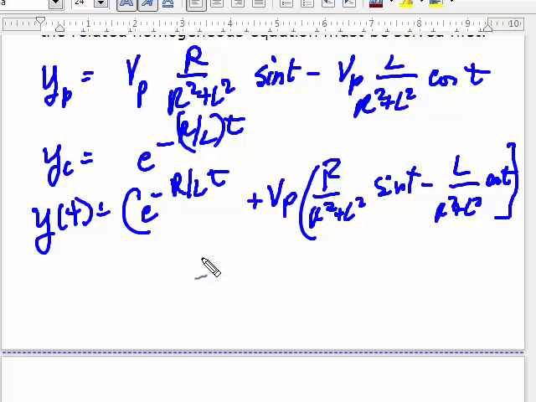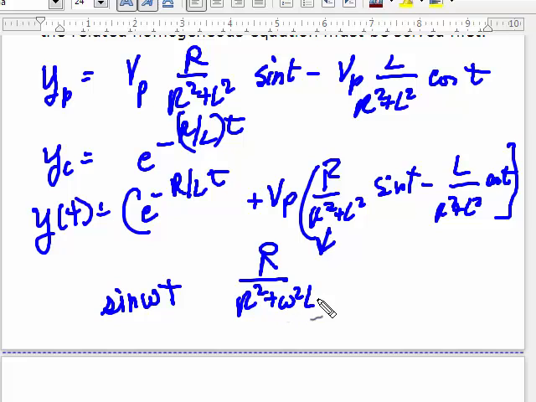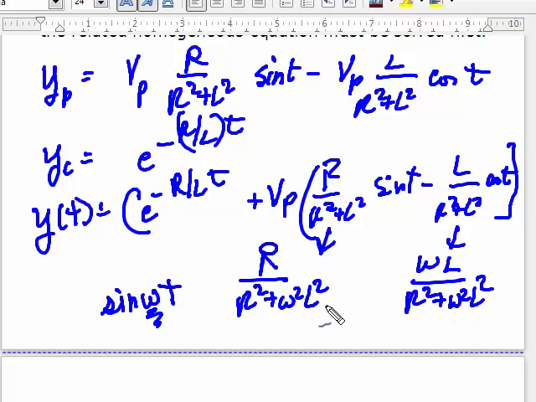Okay, I want to point something out. If it were sine omega t, and this is one reason for not setting things equal to 0, but I did it for this demonstration here. But if it's sine omega t, the omega will appear here. This term is going to be R over R squared plus omega squared L squared, and this term will be omega L over R squared plus omega squared L squared. But you see when omega is set to 1, how it sort of disappears from the equation.